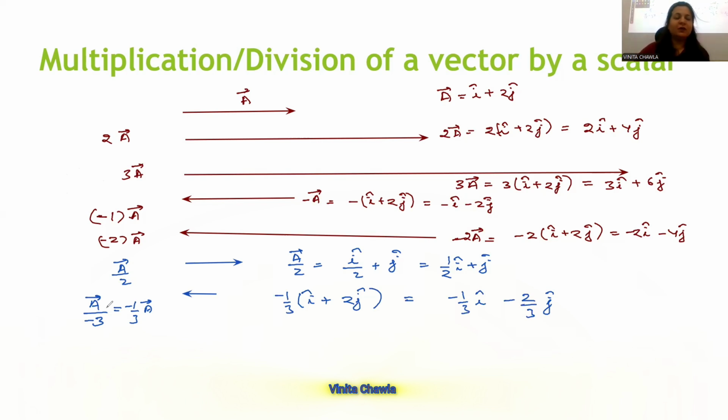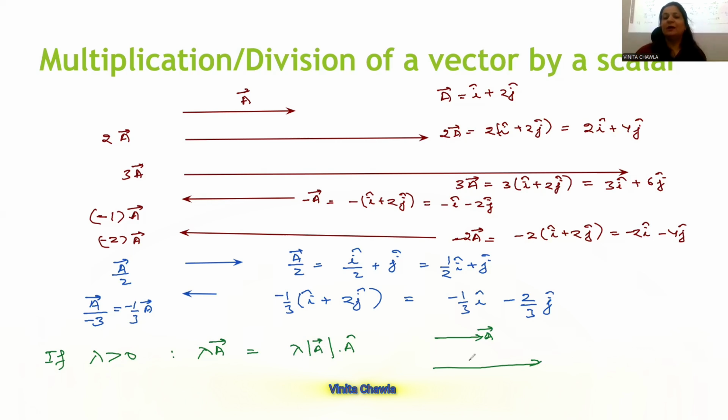Okay, so from here we conclude that if we have a number which is greater than 0 and we are multiplying that number by a vector, then the magnitude of the vector becomes lambda times the given magnitude, and the direction of the vector does not change at all, it remains the same. If lambda is greater than 0, the magnitude is increasing, but there is no change in the direction of the vector, because the unit vector will point in the same direction. Clear?